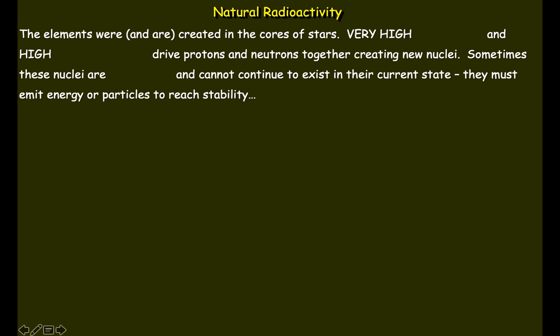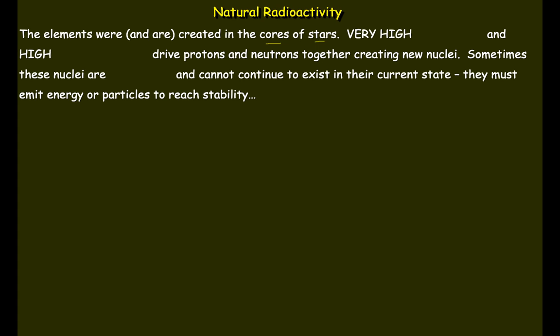Okay, and we look at something called natural radioactivity, and again, you may have done some work on this in another class maybe, but when we look at elements and where they were created, we look at them really being created in the cores of stars. So when you get these big explosions within the universe, you get atoms created from particles, protons and neutrons, that are mashed together into nuclei, and that's how they form.